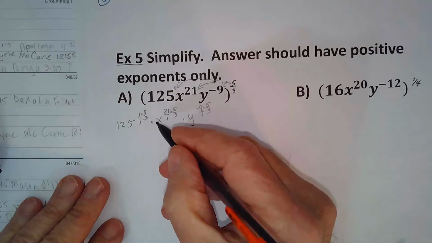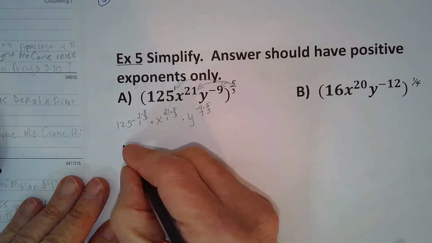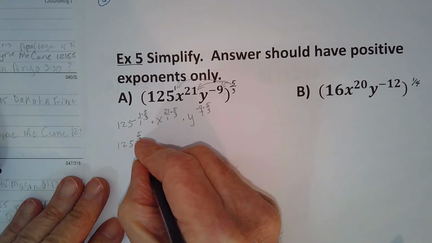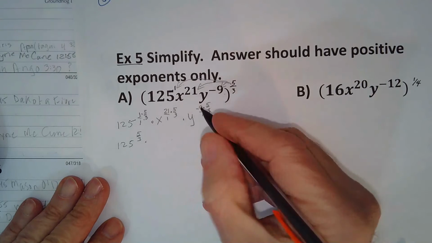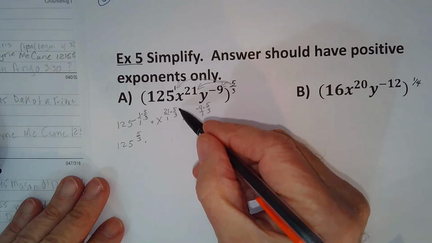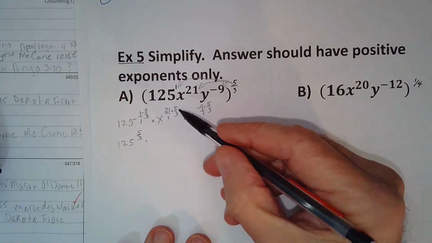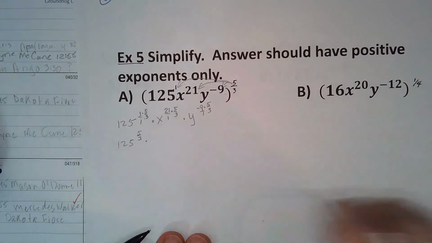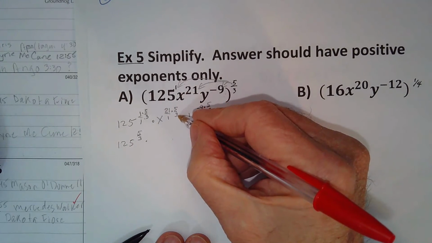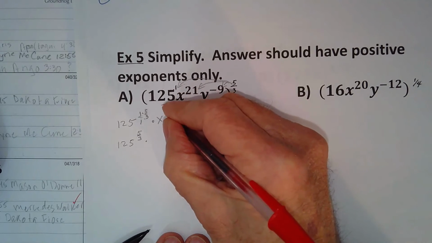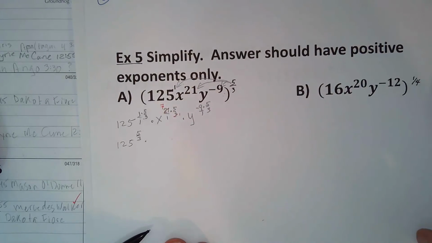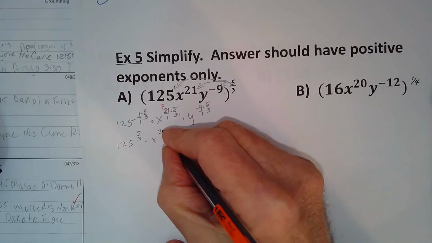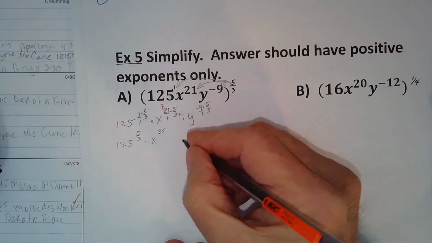Well, 1 times 5/3 is just 5/3. So I'm left with 125 to the 5/3 times, now over here I've got x to the 21 over 1 times 5 over 3. Now you'll notice, if we can reduce, let's do that. You can cross-reduce here. 3 goes into 21 7 times, and into itself once. So I have x to the 7 times 5, or 35, and the denominator is 1, so we'll leave it as 35.